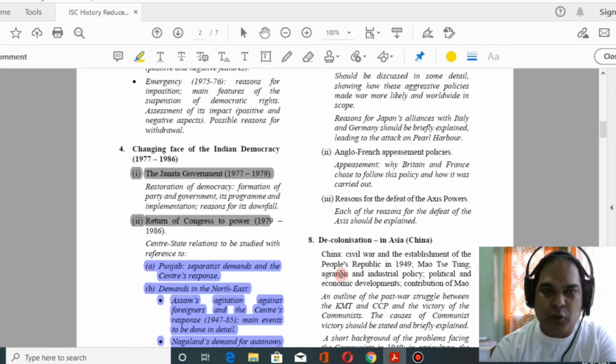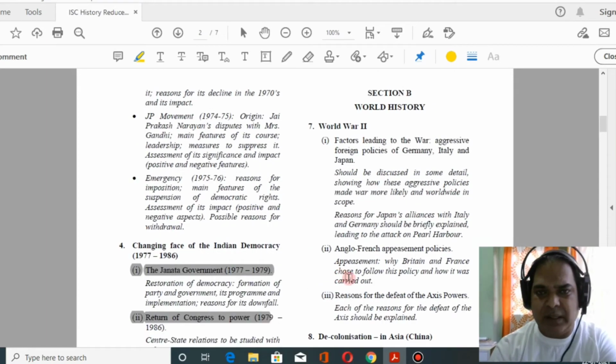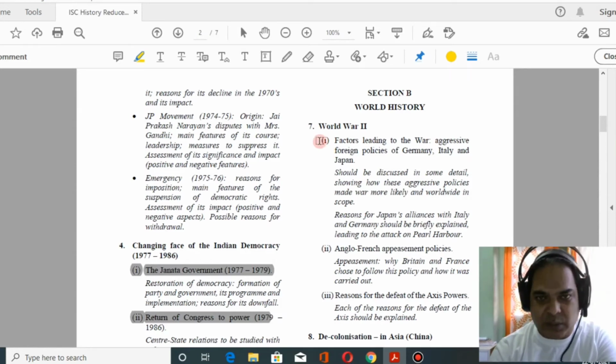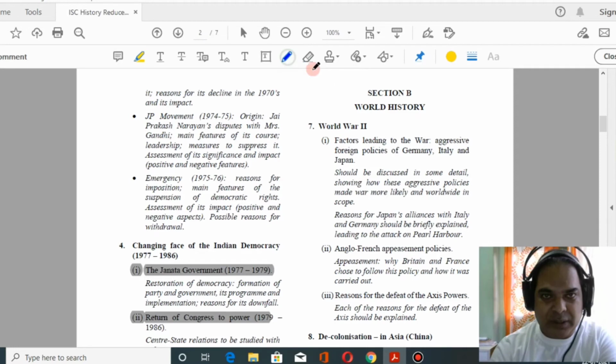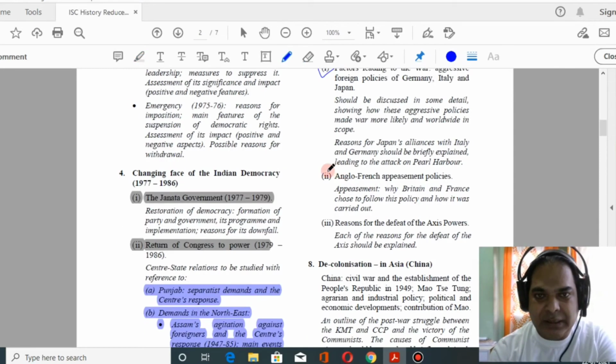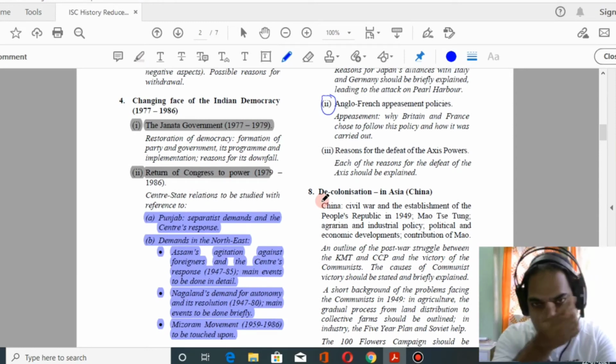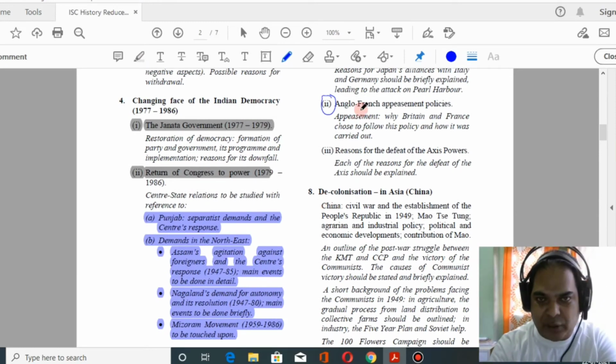Now let us move on to section B, that is world history. What is included? Point 1 was there last year, and point number 2, the Anglo-French appeasement policy, was not there last year. The students did not study this part. And the reason for the defeat of the Axis powers was there.